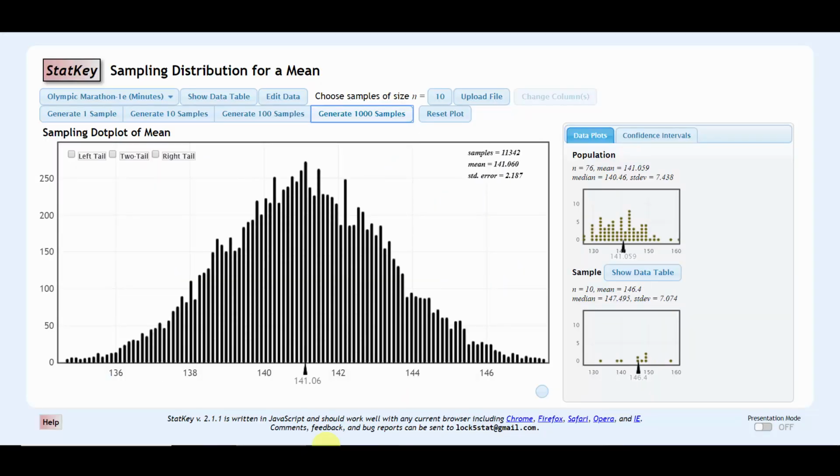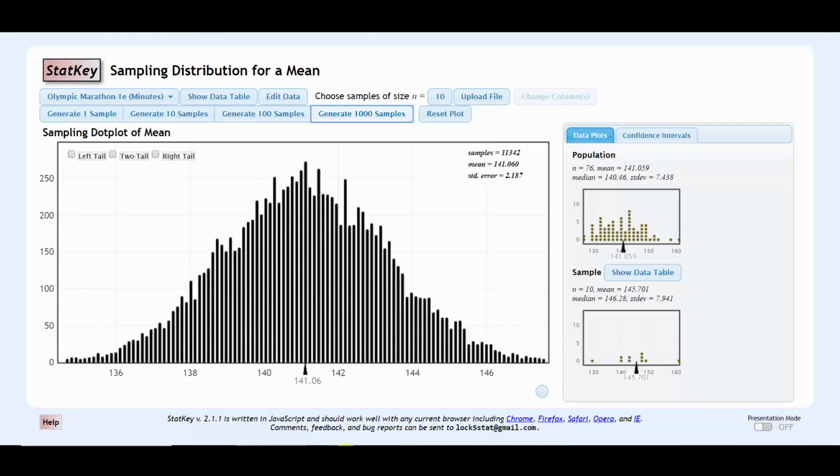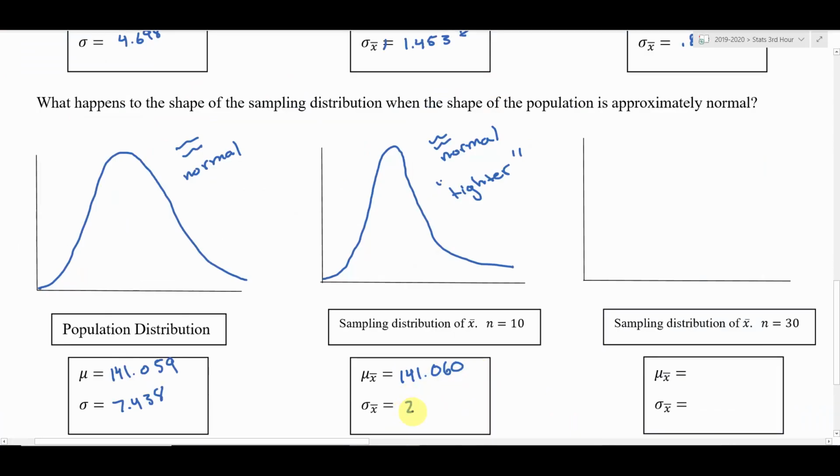Now our mean is 141.060, and standard deviation 2.187. So again, we're observing what happens to the mean. 141 to 141 doesn't really change, just like in the previous example. That mean is going to stay the same, and that standard deviation is going to get smaller. We're going to see less dispersion in the data. It got a lot smaller, but it's still following that formula where we take the population standard deviation and divide by the square root of n. That's how you would get that number.